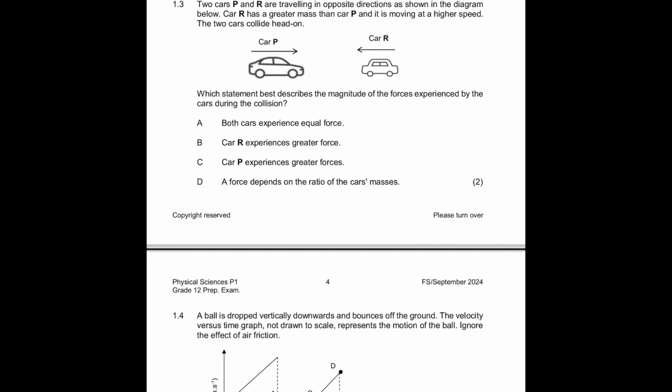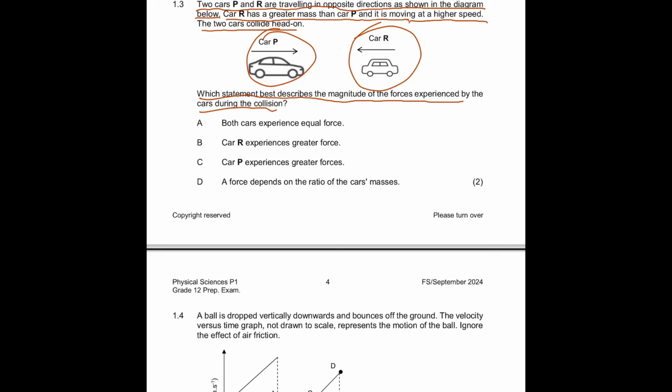All right, in 1.3, it says two cars P and R are traveling in opposite directions as shown in the diagram below. Car R has a greater mass than car P and it's moving at higher speed. The two cars collide head on. You can see in the diagram both cars collide, they have different masses and different speeds. It says which one of the following best describes the magnitude of the force experienced by the cars during the collision. Guys, what I can tell you, even without looking at the options, whatever car, whatever speed, and whether one is stationary and the other is moving at high speed, or one has a greater mass, doesn't matter. The force that they exert on each other is equal. So option A, both cars experience equal force, but in opposite directions.